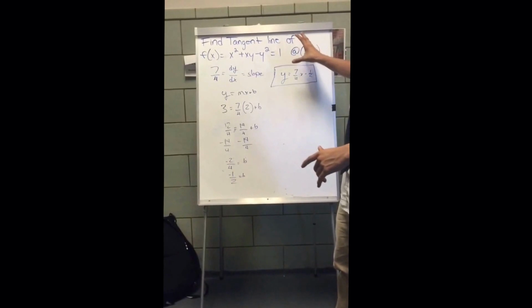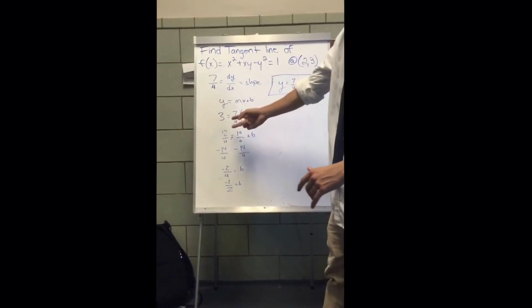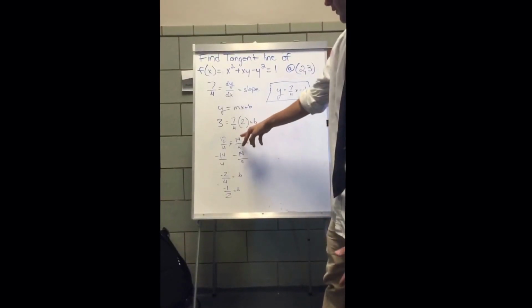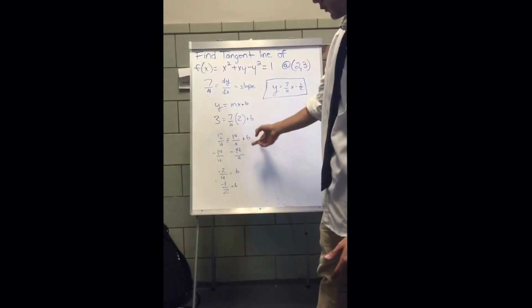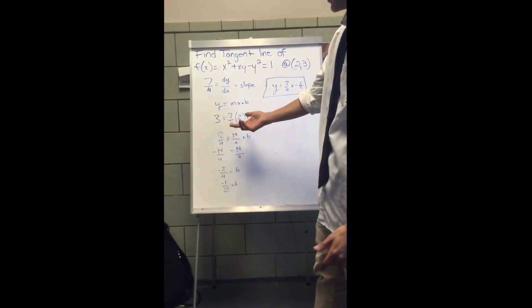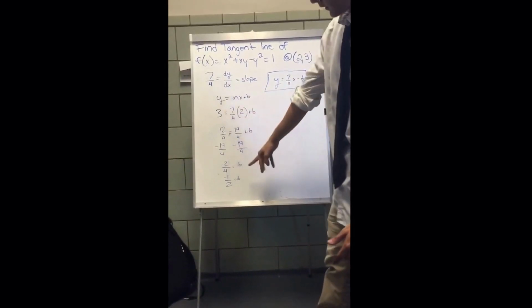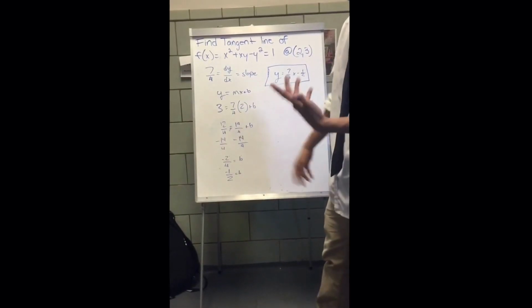With the slope and our point, we plug it right back into the y equals mx plus b formula, and we get 3 equals 7 over 4 times 2 plus b. And in there we get 14 over 4 plus b, and then we subtract 14 over 4 to the opposite side, and we have to get a common denominator, so we change 3 into 12 over 4, and we get negative 2 over 4 equals b, simplified is just negative 1/2.